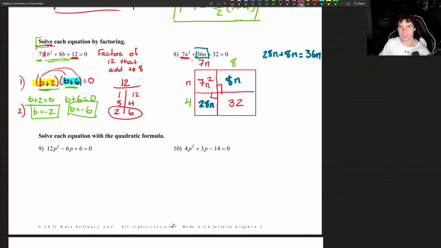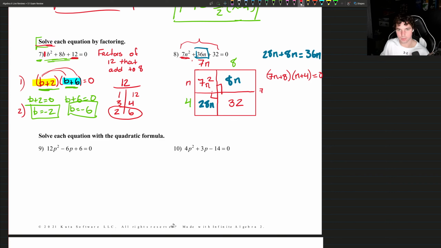Okay, so really what we just did is we found a length, this 7n plus 8, and a width, this n plus 4. And if you FOIL that out, you get the left-hand side of this equation. We know it's equal to 0, so then we have a problem just like the one to the left.